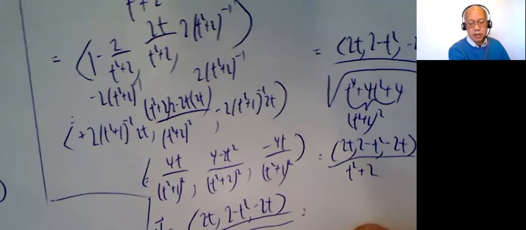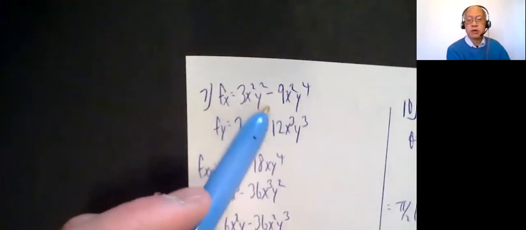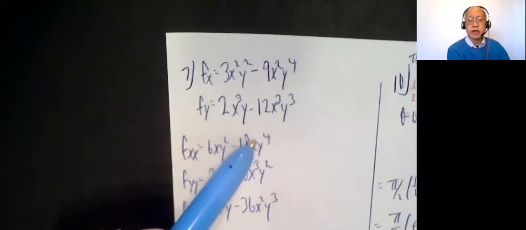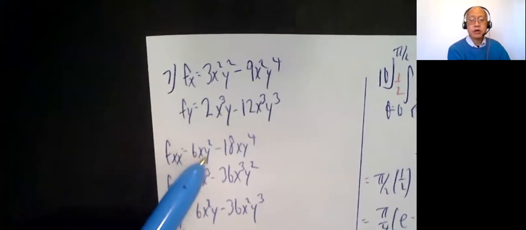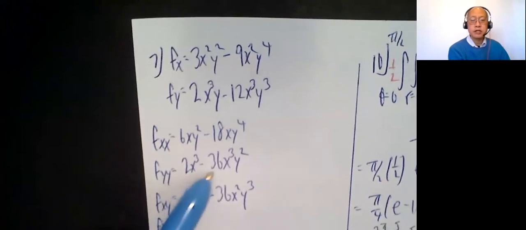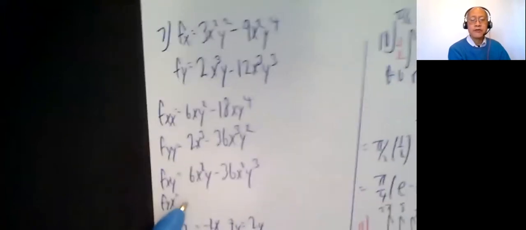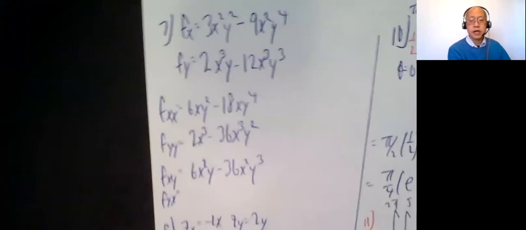So that's the answer to number 6 for the unit normal. Okay, 7. fx is 3x squared y squared minus 9x squared y to the 4th. fy is 2x cubed y minus 12x cubed y cubed. fxx is 6xy squared minus 18xy to the 4th. fyy is 2x cubed minus 36x cubed y squared. fxy, which is the same as fyx, is 6x squared y minus 36x squared y cubed.